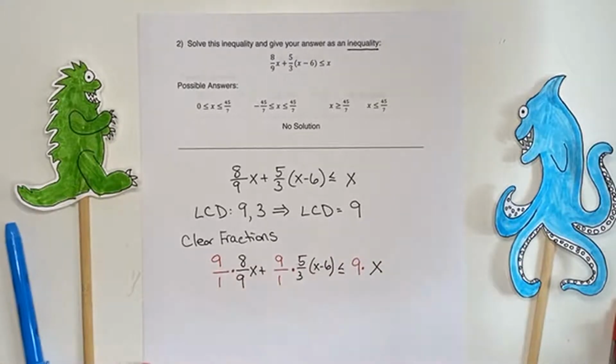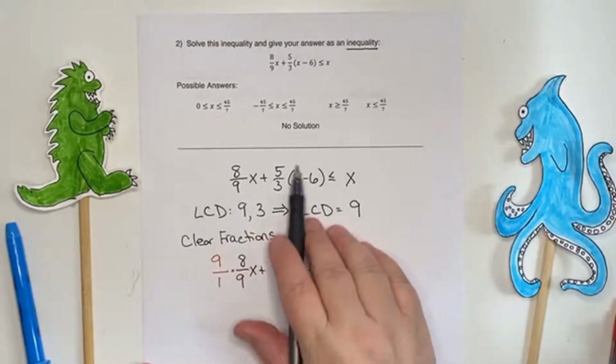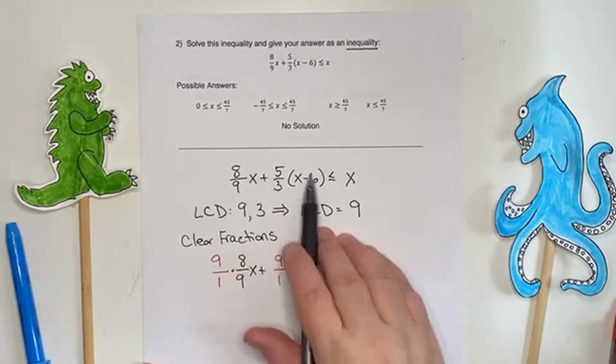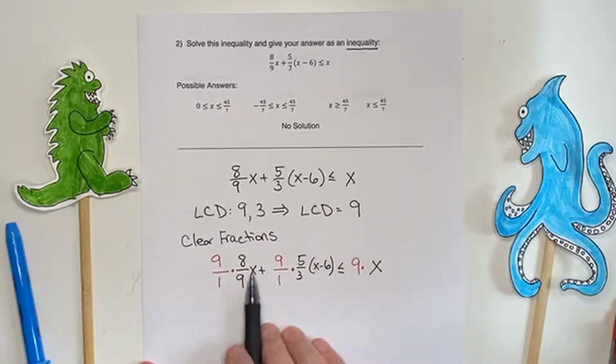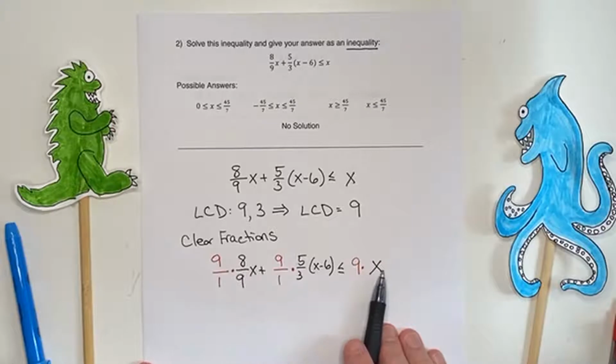Okay, so let's take a look. I've got one big term. This is one term, two terms, three terms. So I've got 3 9s. Notice I use 9 over 1 where I've got a fraction, and I use 9 where I don't have a fraction.